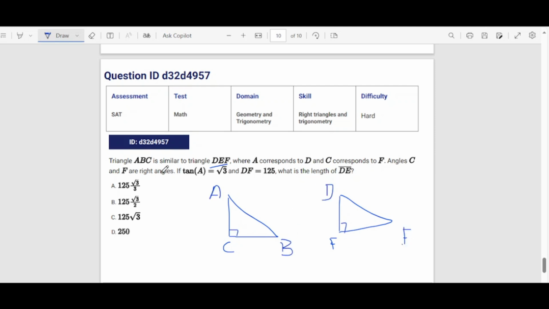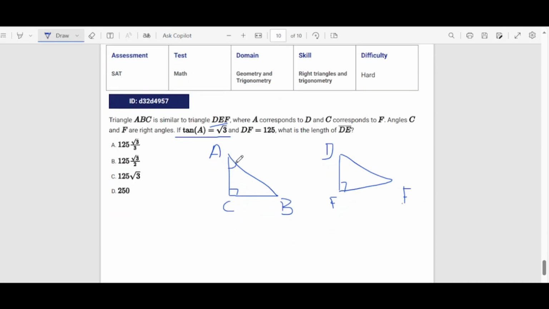Okay, so they told us that tan A equals under root 3, and DF equals 125. What is the length of DE? So they're asking us to find the length of DE. This length, okay, this length is x.